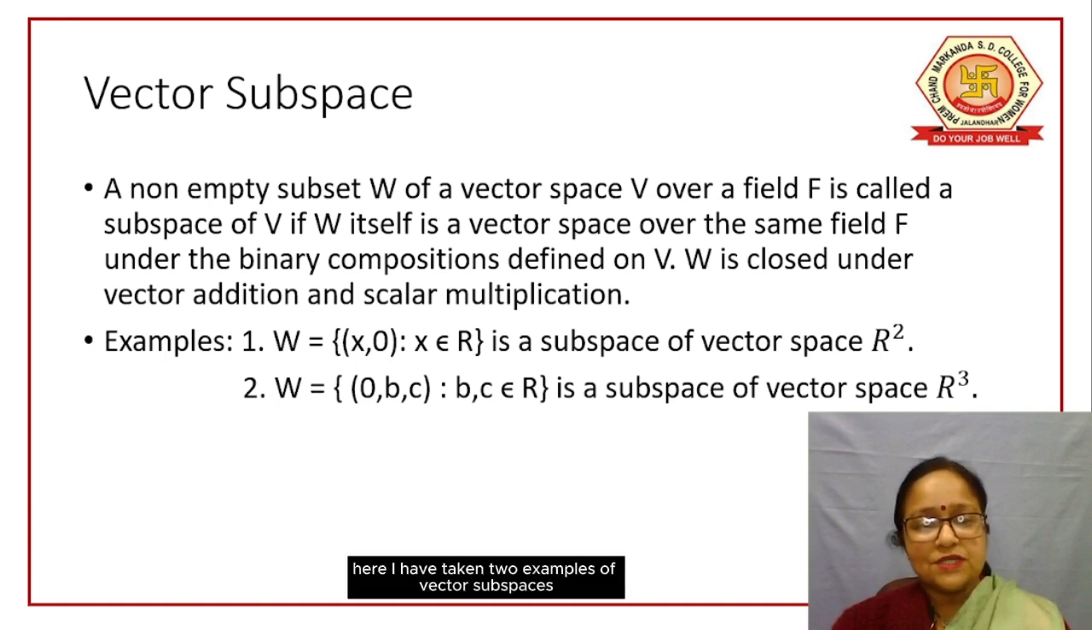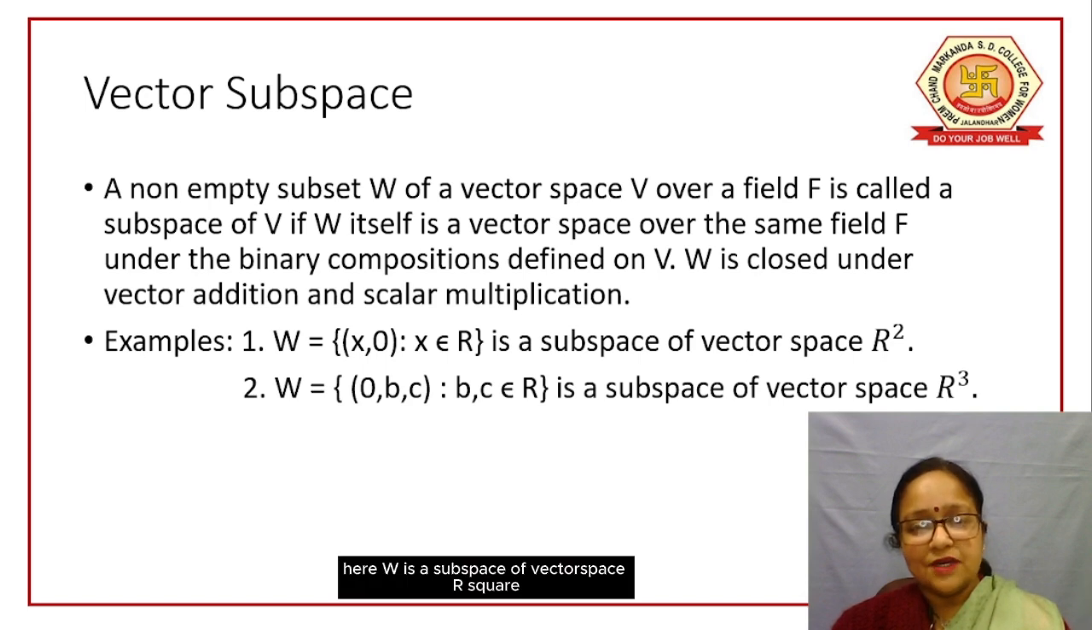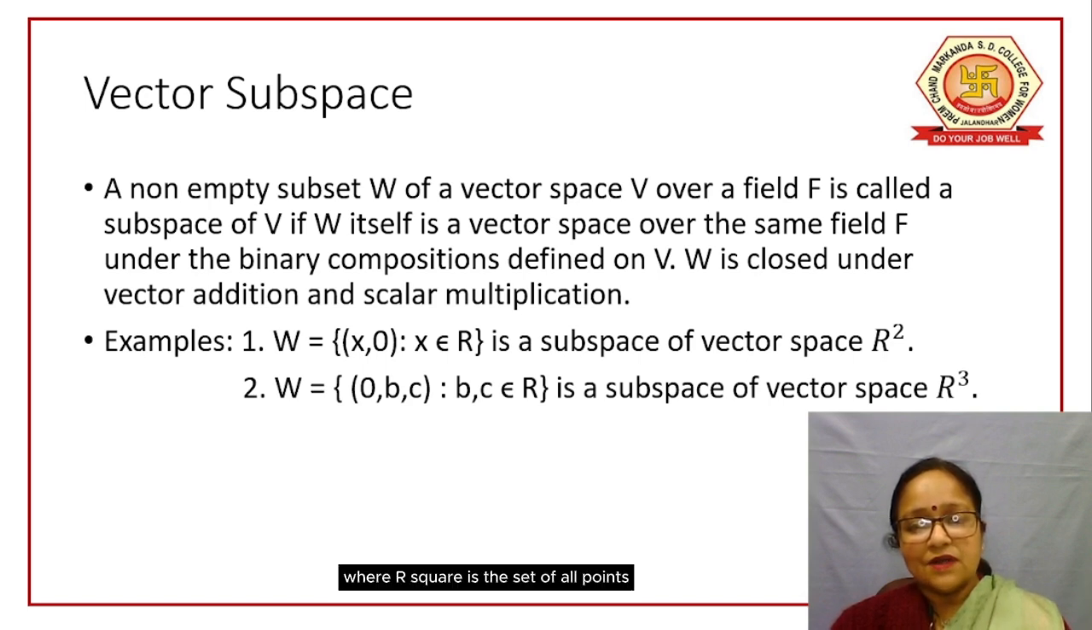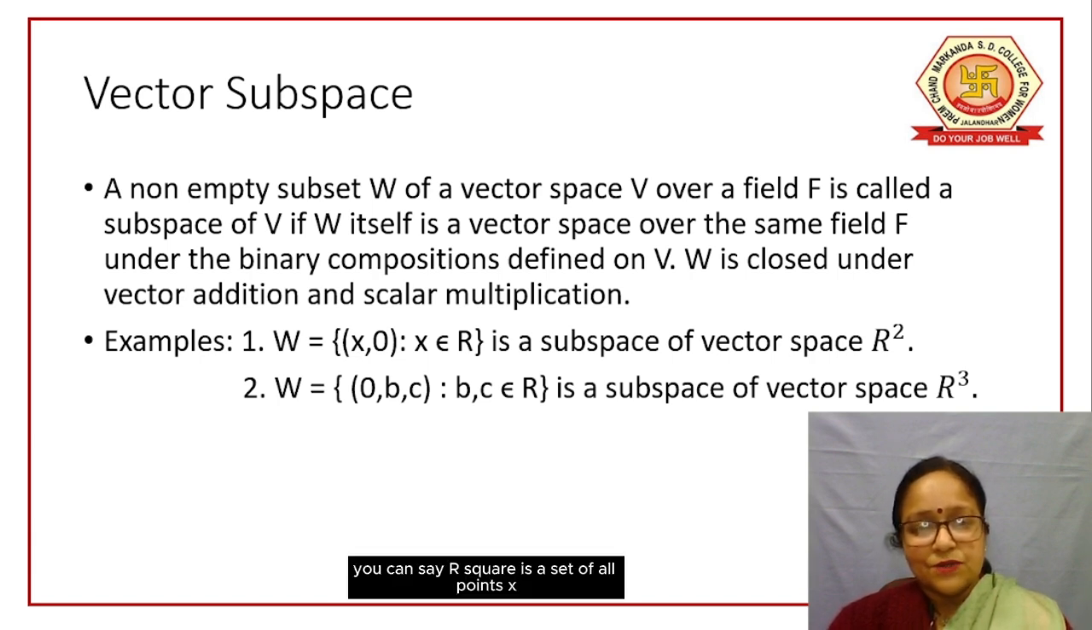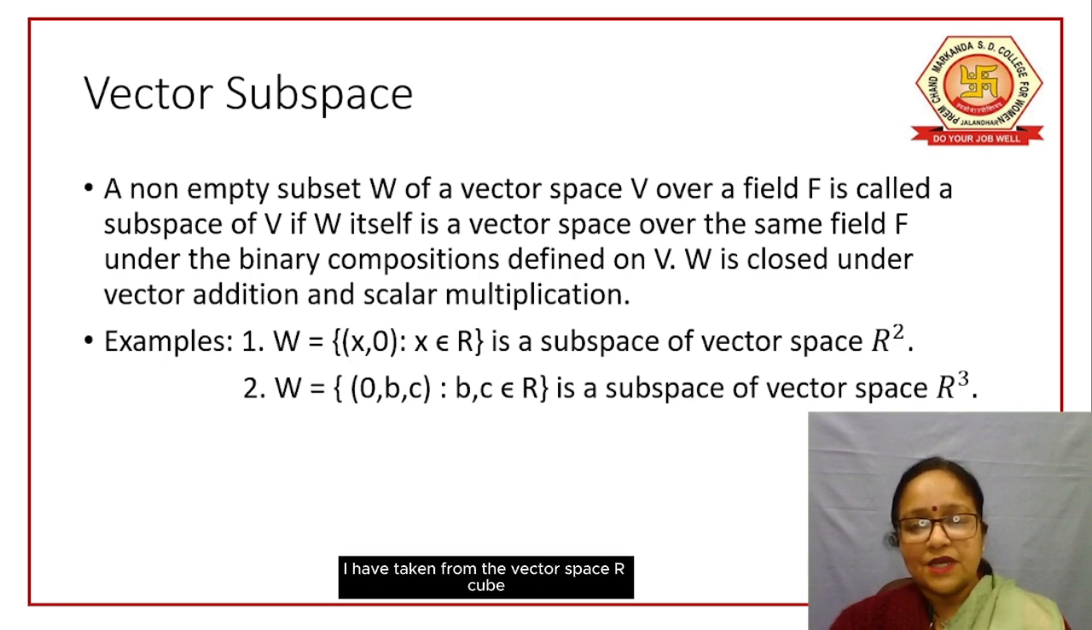Here I have taken two examples of vector subspaces. Firstly, I have taken an example of a set W, where W is the set of all the points (x, 0) where x belongs to R, or you can say that W is the set of all points on the x-axis. Here W is a subspace of the vector space R square, where R square is the set of all points in the coordinate plane, or you can say R square is the set of all points (x, y) where x and y both belong to R. Second example I have taken from the vector space R cube.